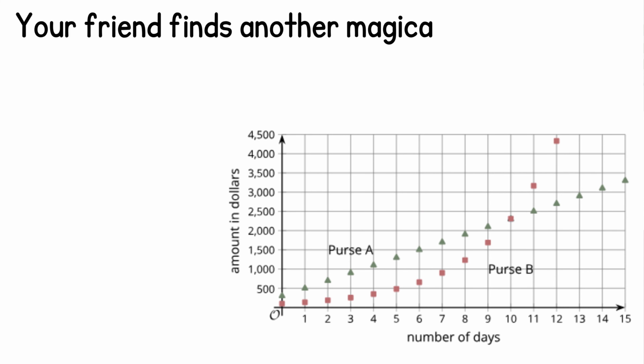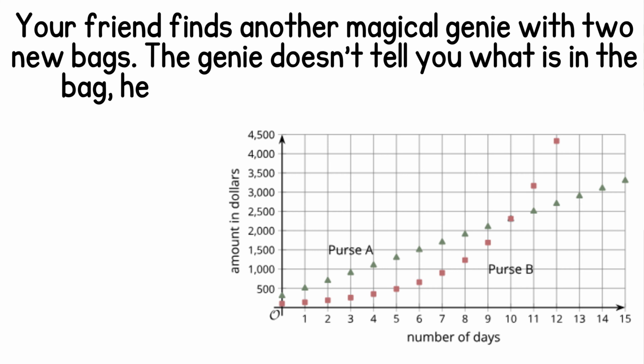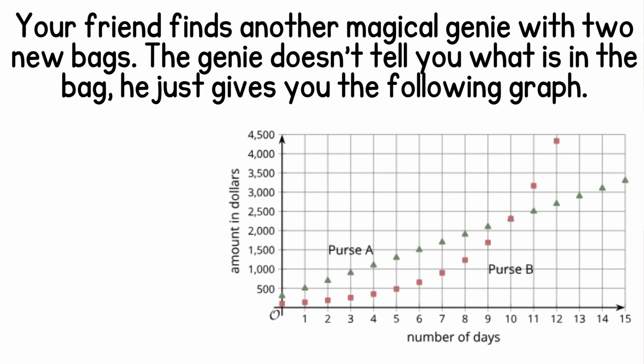Here's another example. Your friends find another magical genie with 2 new bags. The genie doesn't tell you what is in the bag, he just gives you the following graph. So let's look at this graph. The x-axis represents the number of days that the bags are closed, and the y-axis tells us how much money it's worth. The green triangles represent purse A, and the red squares represent purse B.